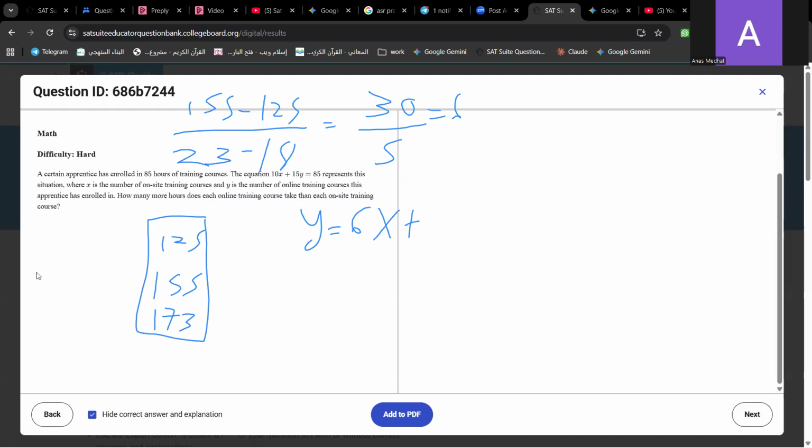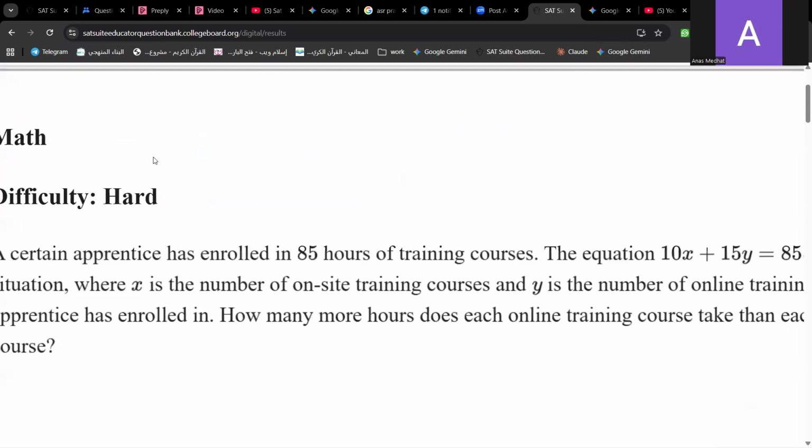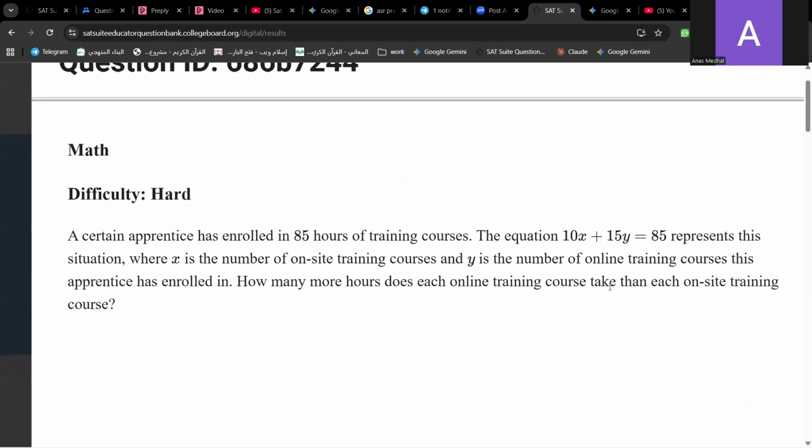Let's continue. A certain apprentice has enrolled in 85 hours of training courses. The equation represents the situation where x is the number of on-site training courses and y is the number of online training courses. The apprentice has enrolled in how many more hours does each?